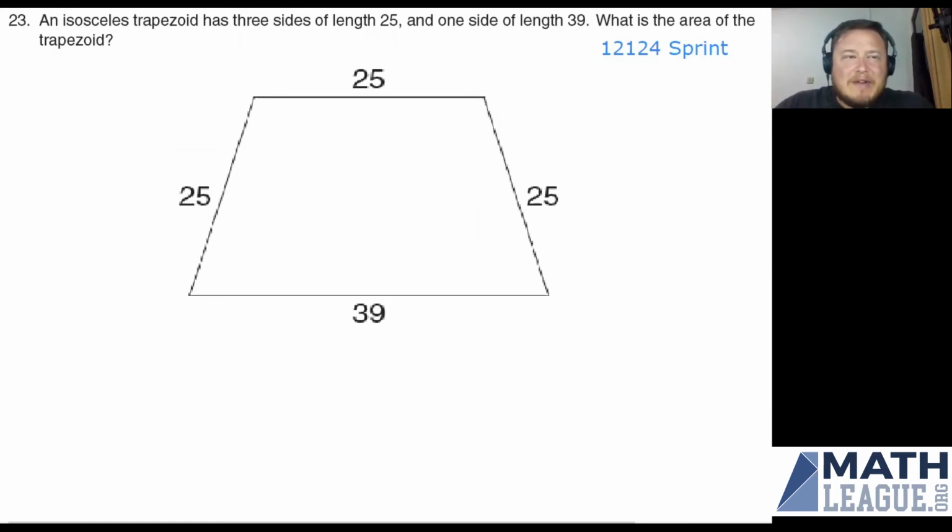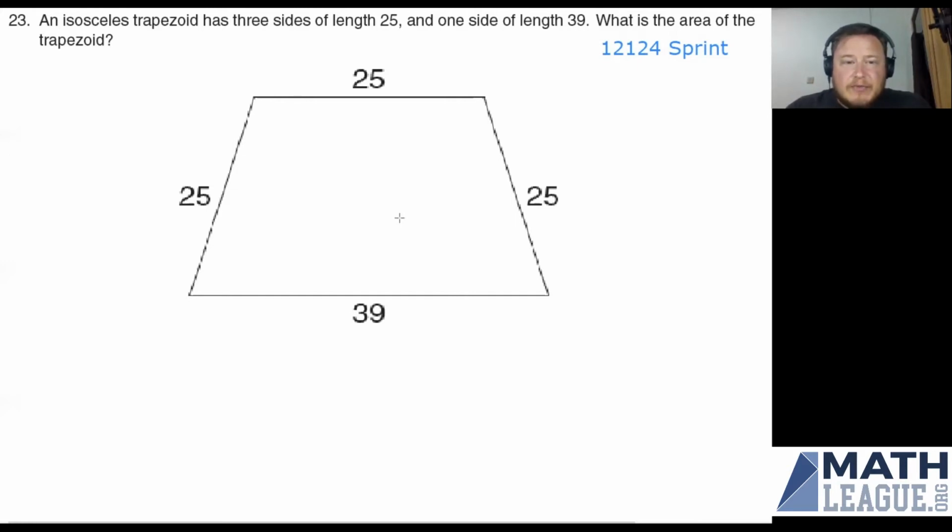Today we're going to be talking about problem number 23 from Sprint Round 12124. This is the elementary test that was taken between December 2020 and January 2021. So let's take a look at what we have here. An isosceles trapezoid has side lengths as given below. They just want the area, right? So everything we need is in the drawing right now, at least everything we're supposed to take down from the information in the problem. So let's just work with the diagram.